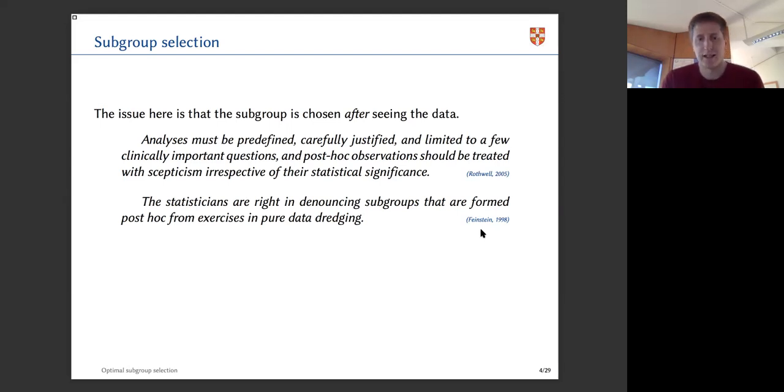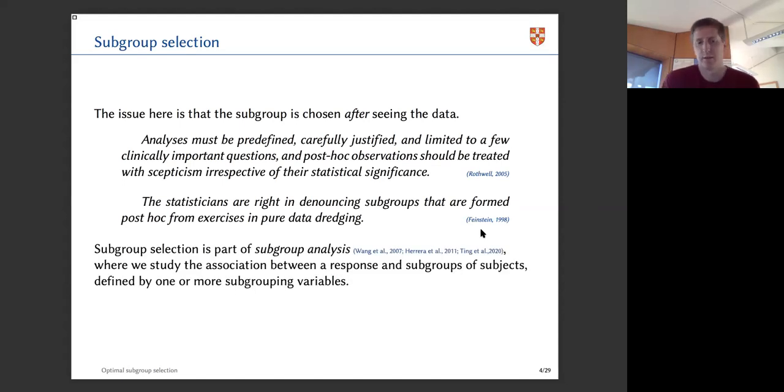Okay, so having said that this is definitely something that everyone knows we shouldn't be doing, it is, of course, exactly what we're going to try and do in this talk. And we're going to try and formally justify how you can select subgroups after seeing the data in an appropriate way with theoretical guarantees. To set this work in a little bit of context, subgroup selection is part of a larger field of subgroup analysis, and the aim of that field is to study the association between a response and subgroups of subjects as defined by one or more subgrouping variables.